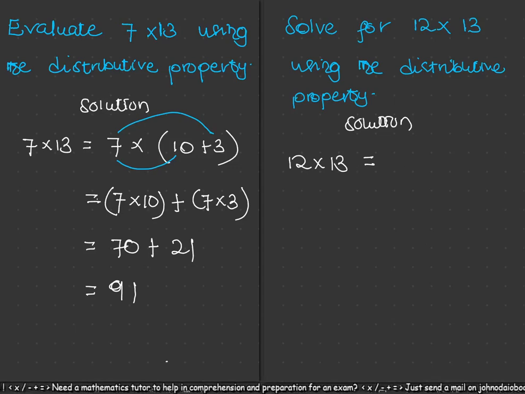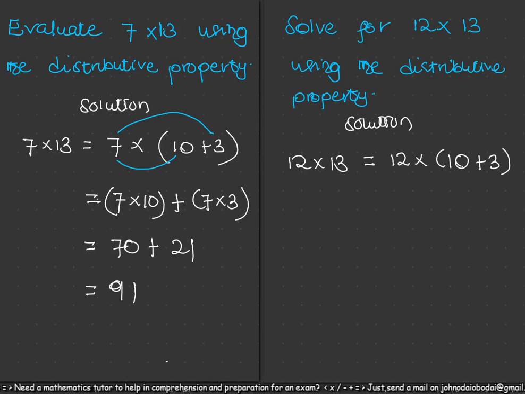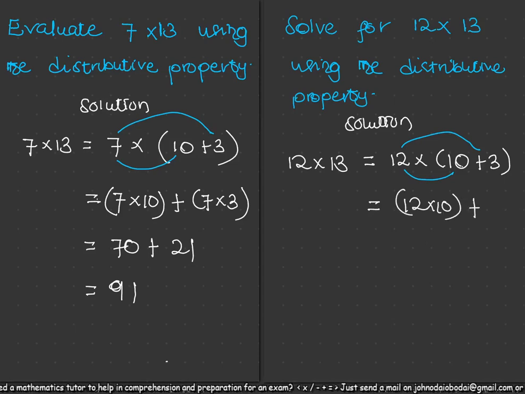Writing in expanded form, we'll have 12 times the 13, which is the sum of the values, so that is 10 plus 3. Then what we do now is distribute the 12 over these numbers. So with that in mind, we have 12 times 10, and then plus 12 times 3. As simple as that.